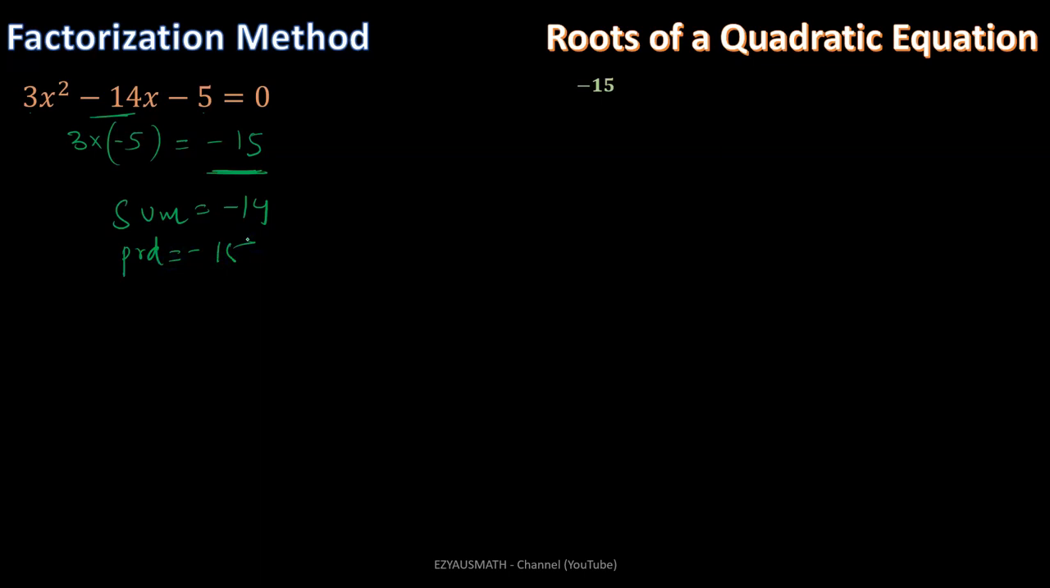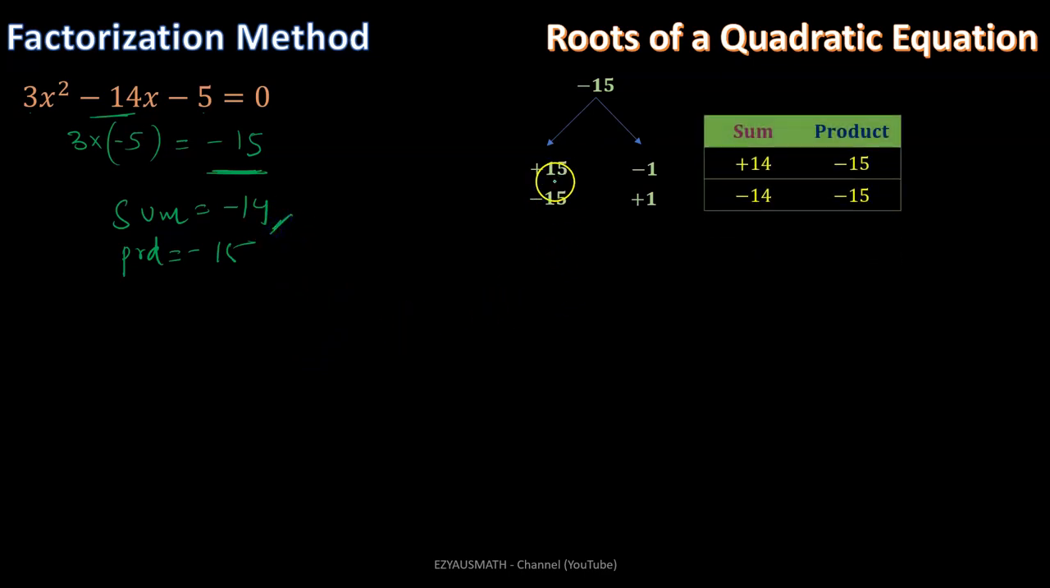The middle term is minus 14 here, and the product is minus 15. So how can we write the factors of minus 15? These are the two pairs which will give us the product minus 15: plus 15 and minus 1, and minus 15 and plus 1. But among these, we need the sum to be minus 14. So which pair will give us minus 14? If you add 15 and minus 1, the sum is 14, but we need minus 14, so this is not the required sum. But if you add minus 15 and plus 1, you will get minus 14. So the required pair is minus 15 and plus 1.